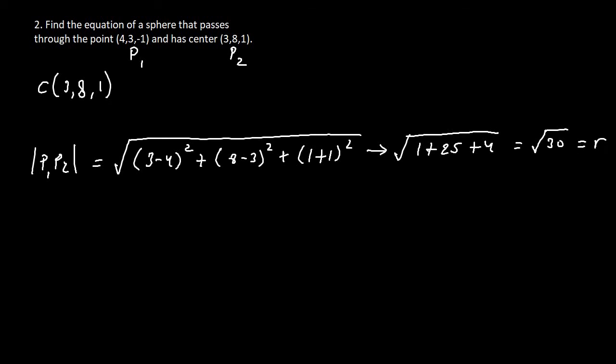So now we can write our equation given the radius and the center. Once again, the equation of a sphere is going to be x minus the x coordinate of the center, which is 3. So x minus 3 squared, plus y minus the y coordinate, which is 8, squared, and then plus z minus the z coordinate, which is 1, squared. And that's going to equal the radius squared. If the radius is the square root of 30, the radius squared is just 30. And that is the equation of the sphere.